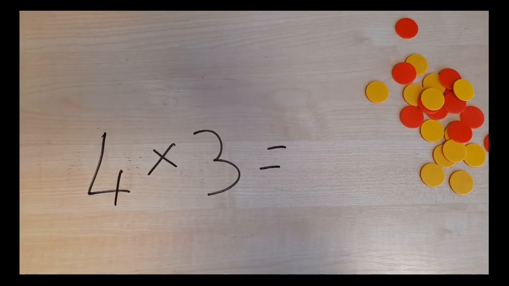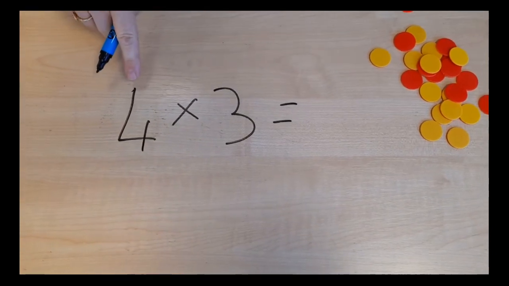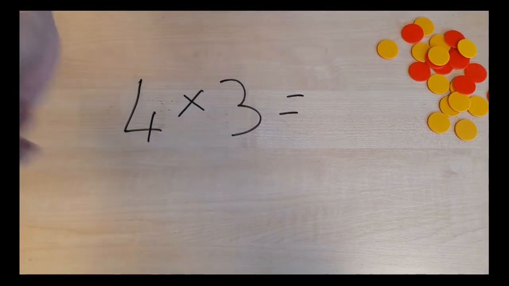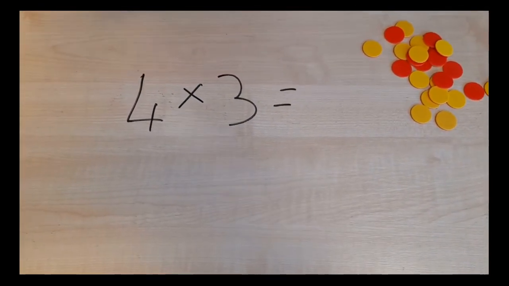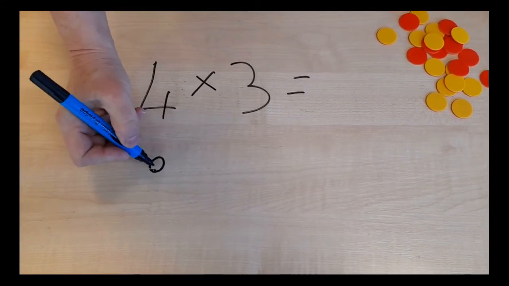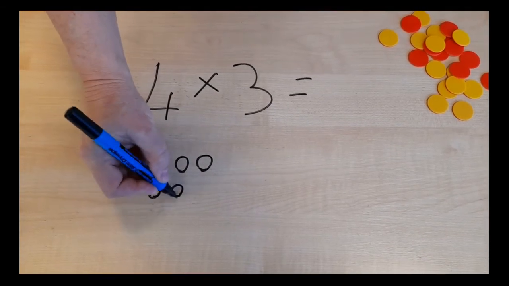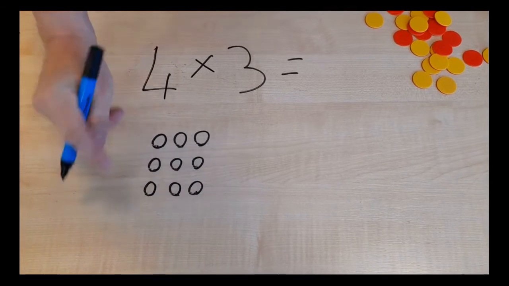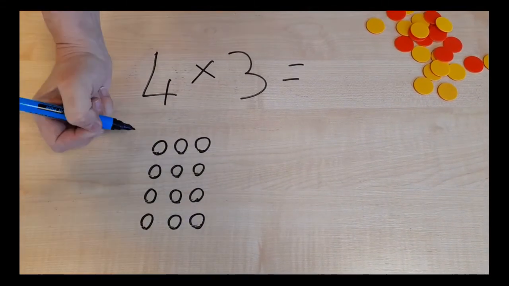Okay, let's use the array method for our 4 times 3. So I can look at it as 4 rows of 3. Here we go. I'm using pen and paper this time because you may not have counters or things to use at home. 4 rows with 3 in. 1, 2, 3, 1 row. 1, 2, 3, 2 rows. 1, 2, 3, 3 rows. 1, 2, 3. I've got my 4 rows.